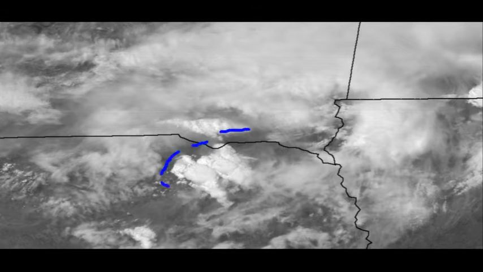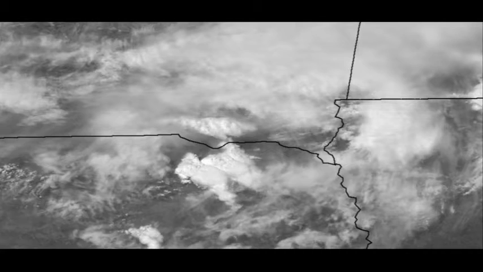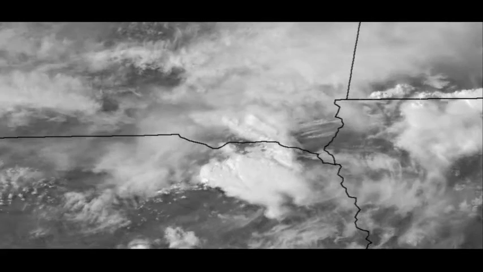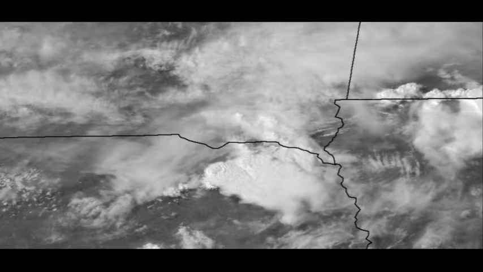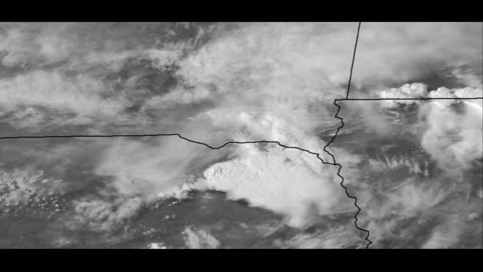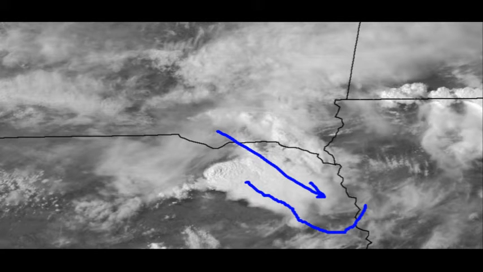There's the towers right there over northern Nebraska near Yankton. We can see that coming together. Very tall CBs. And a little bit of lethargic growth right there, but then we see an anvil kind of shearing out towards the southeast. That's the 200 and 300 millibar flow pushing that southeast.